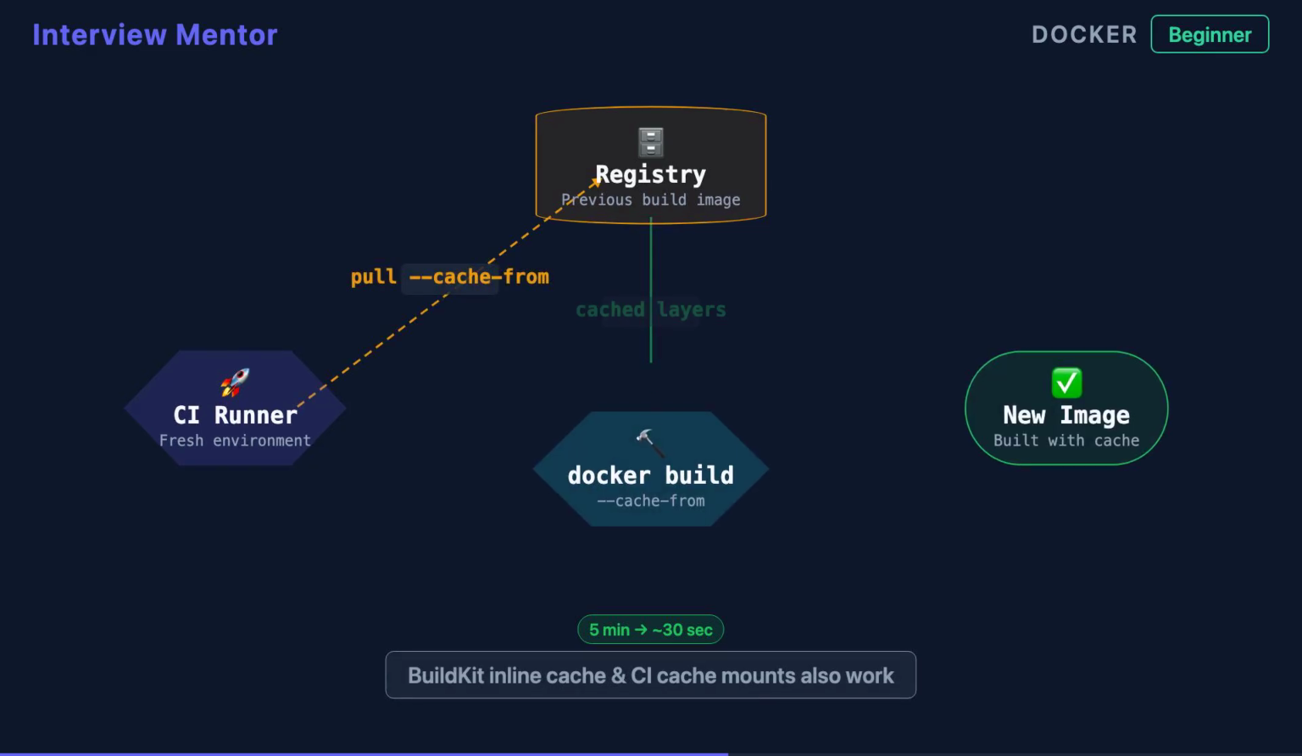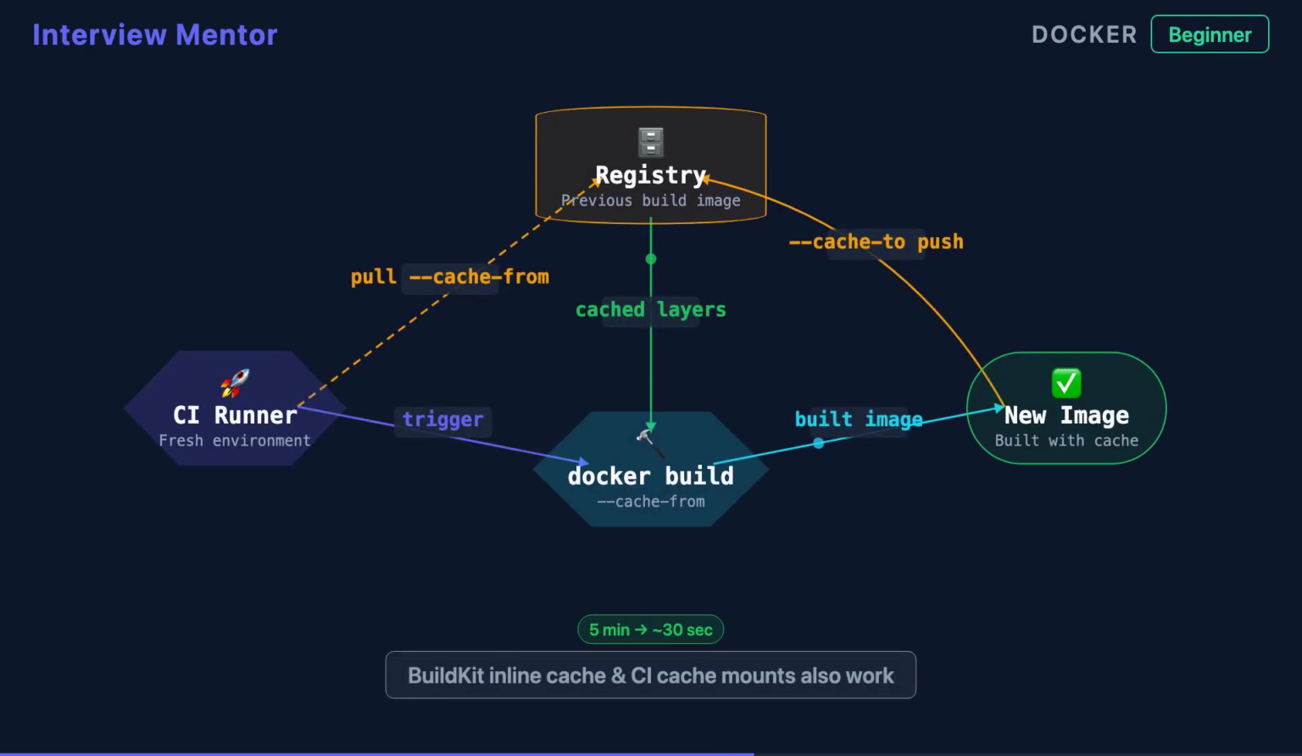CI adds a critical challenge. Each pipeline run starts fresh with 0 local cache. You need to persist it externally. The standard approach is registry-based caching. Use --cache-from to pull a previous build image from the registry. BuildKit inline cache and CI native cache mounts are solid alternatives.